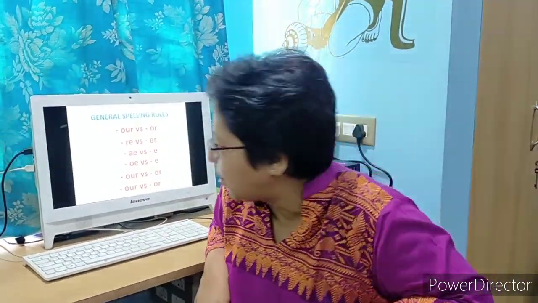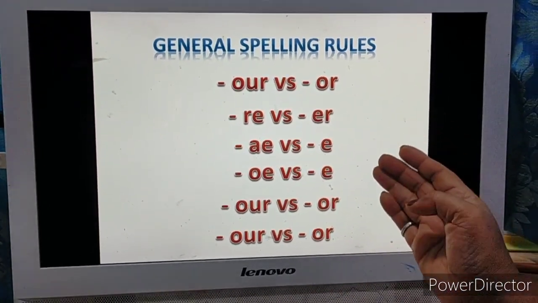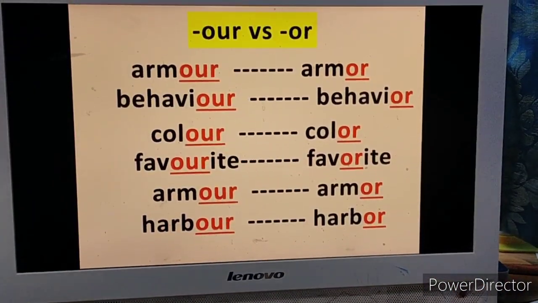Now, to make things easier, we have a few rules of spelling, right? So these are the spelling rules we need to follow. We need to remember them if we really want to make a difference between American English and British English. So these are some of the rules which we'll deal with in detail now, right?